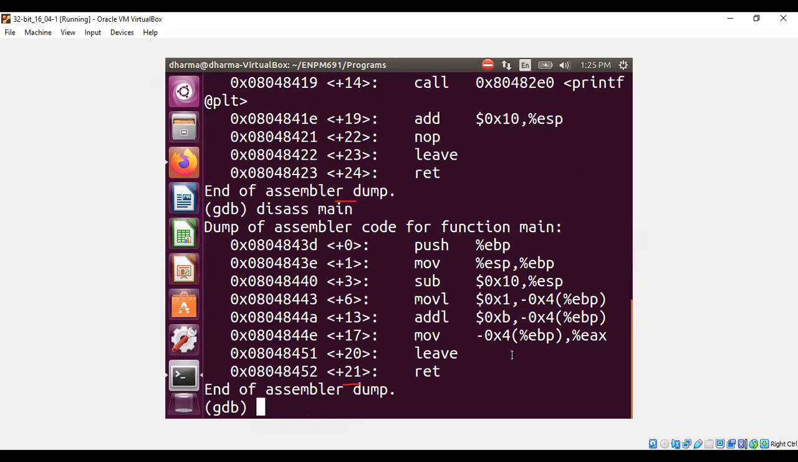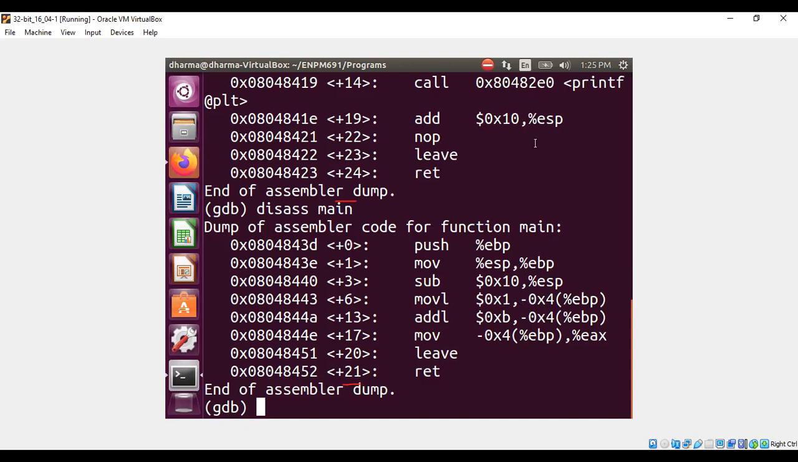Walk through it manually or just run it through, whatever you prefer. 1 is moved to EBP minus 4, and then B is added. That means B plus 1 is C. And the answer is C. C means 12.